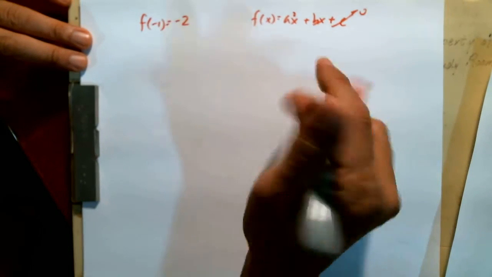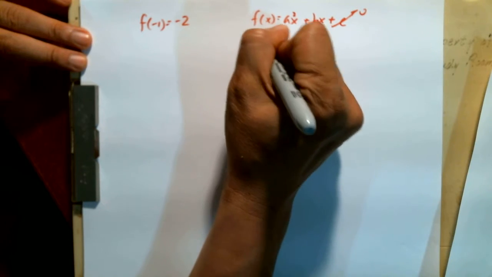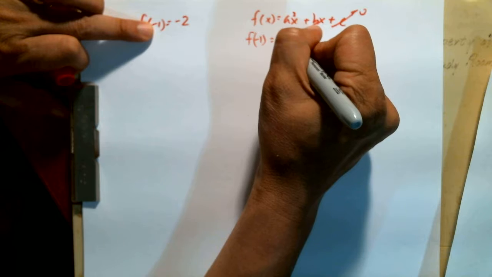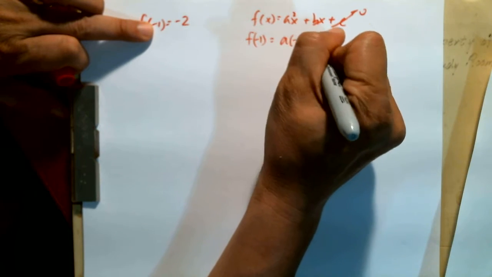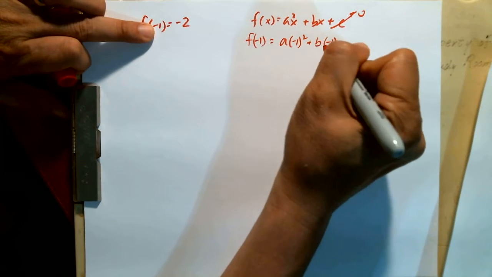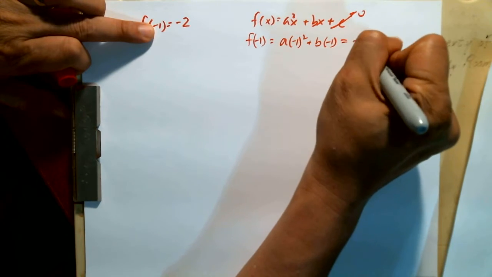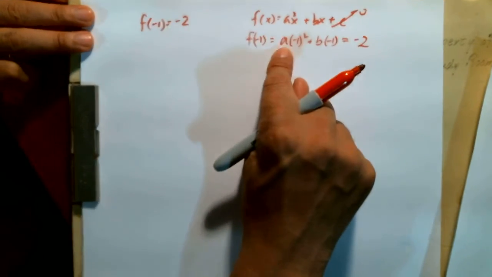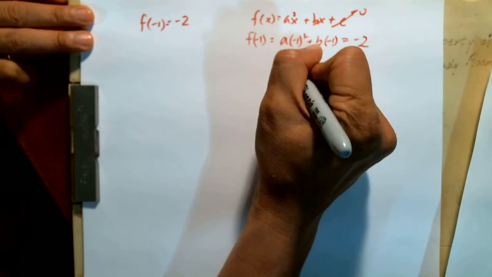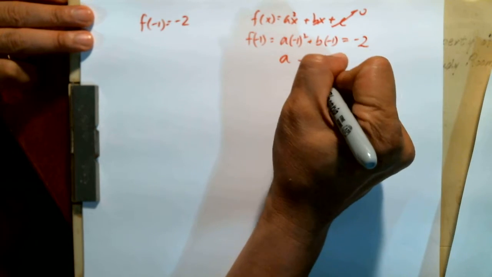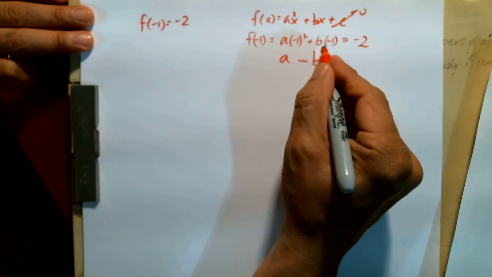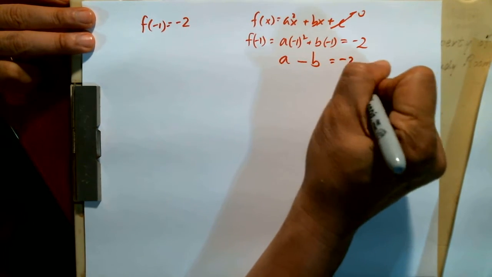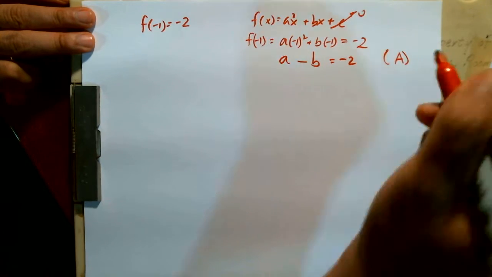So we know that f of -1 is equal to, we plug in a times -1 squared plus b times -1 for your x, which has to equal -2, right? That's your y value. -1 squared is 1 times a is a, minus b. B times -1 is minus b, equals -2. This is equation A.